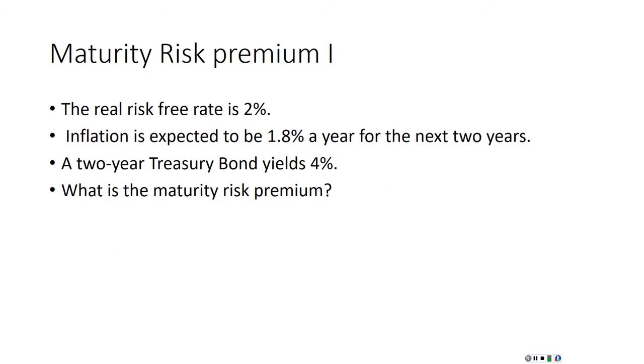Next, we look at a couple of maturity risk problems. The real risk-free rate is 2%. Inflation is expected to be 1.8% a year for the next 2 years, and a 2-year Treasury bond yields 4%. What is the maturity risk premium?